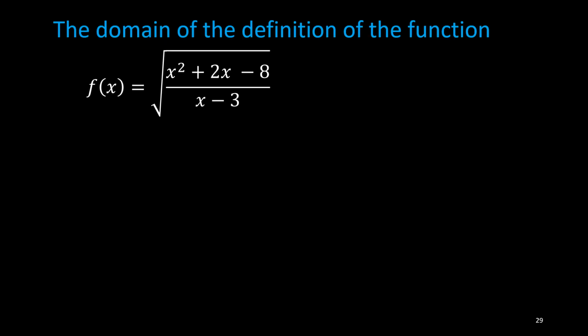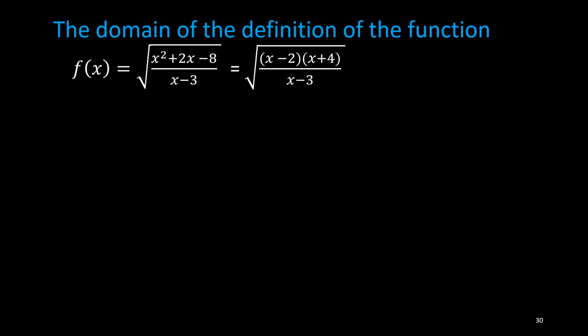Now I will consider the second problem. The second problem is this one, f of x equals square root of (x squared plus 2x minus 8) upon (x minus 3). Okay, so how to handle these things? Now see. First, I will consider the numerator part. I will go for these factors.